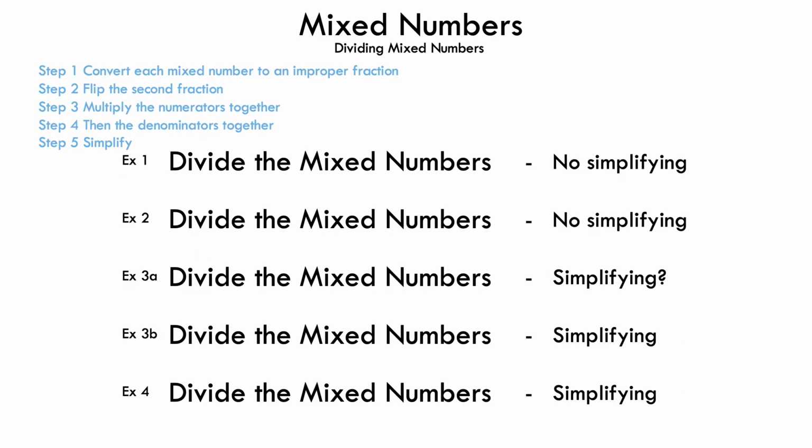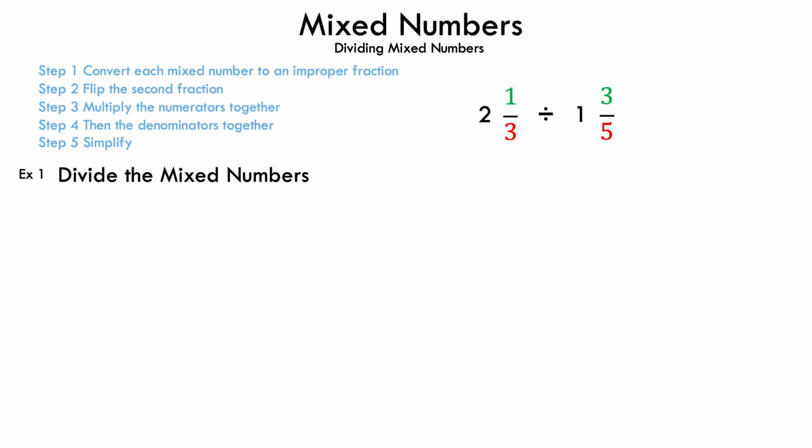Here are the examples we're going to be talking about in today's video. Let's take a closer look at example 1. Now let's read the steps. Step 1, convert each mixed number to an improper fraction. Step 2, flip the second fraction. Step 3, multiply the numerators together. Step 4, then the denominators together. And step 5, simplify. Now let's read the question. Divide the mixed numbers 2 1/3 and 1 3/5.